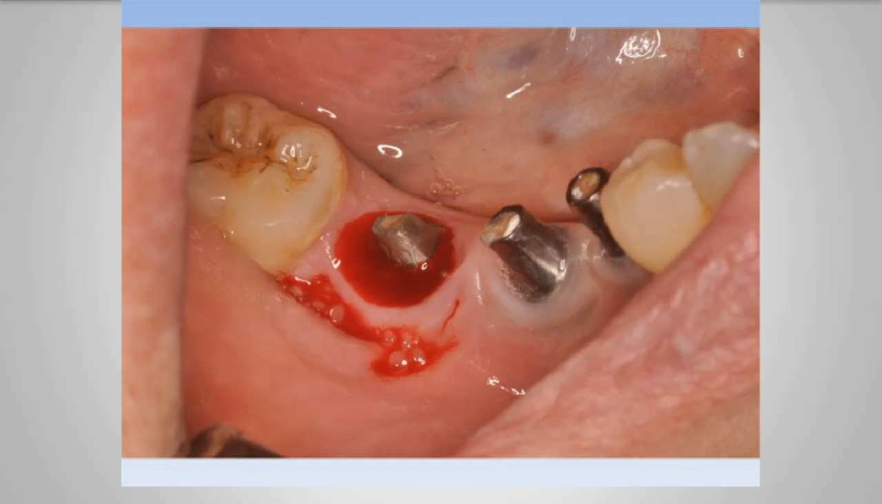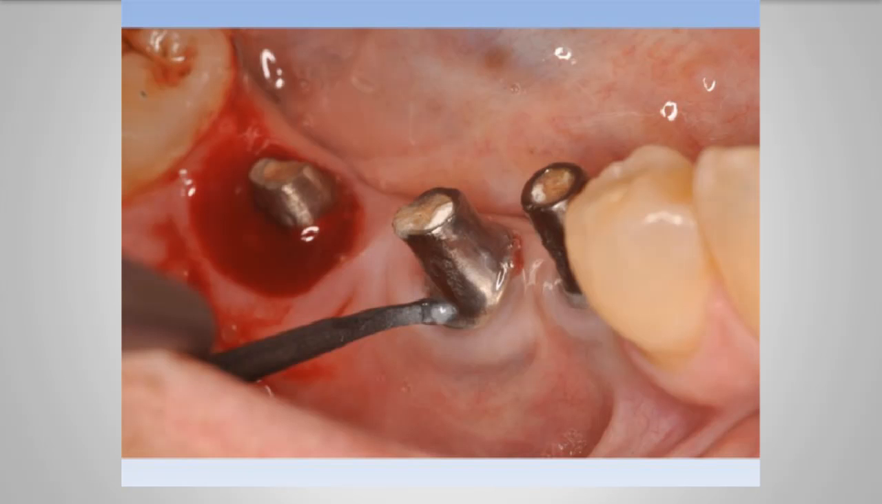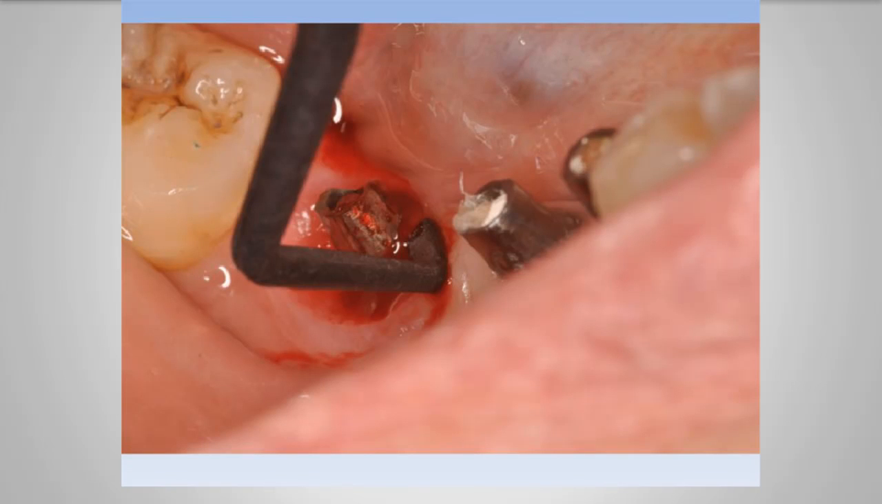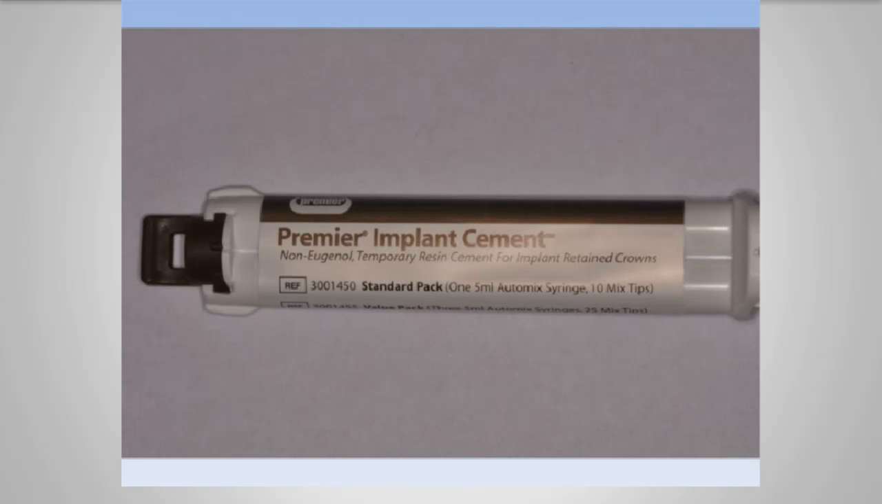So what we did is we just cleaned around the area. Here you see I'm using a graphite scaler. I used it around the other abutments as well. Here I am cleaning around the area, making sure that everything is nice and clean. And I'm going to use the Premier implant cement, which I like because it's also radiopaque. It'll show up on a radiograph just to give me a little clue if I have used too much.